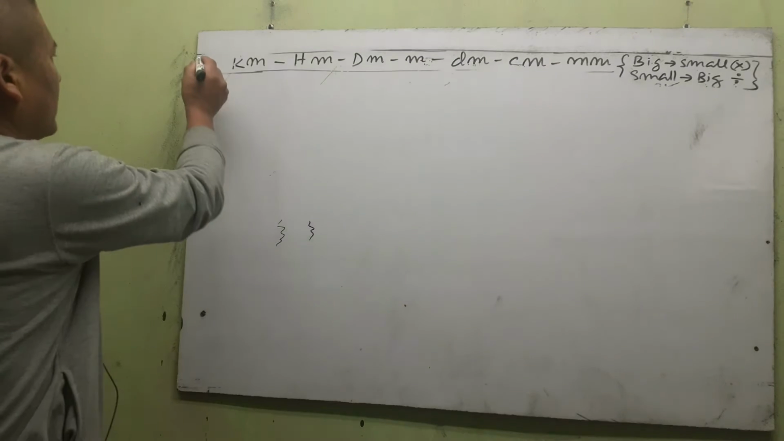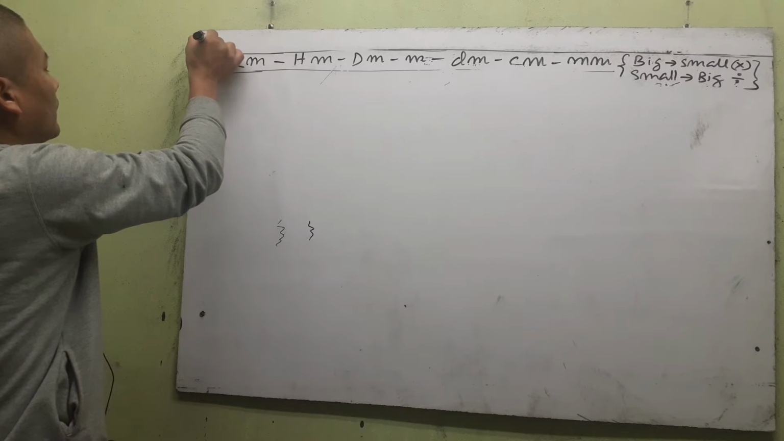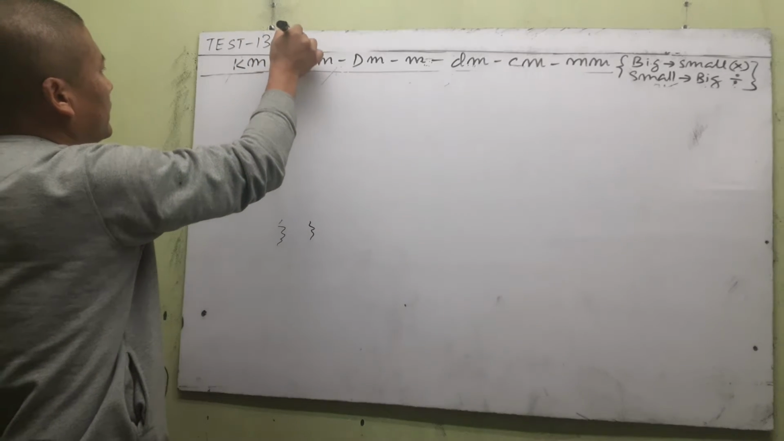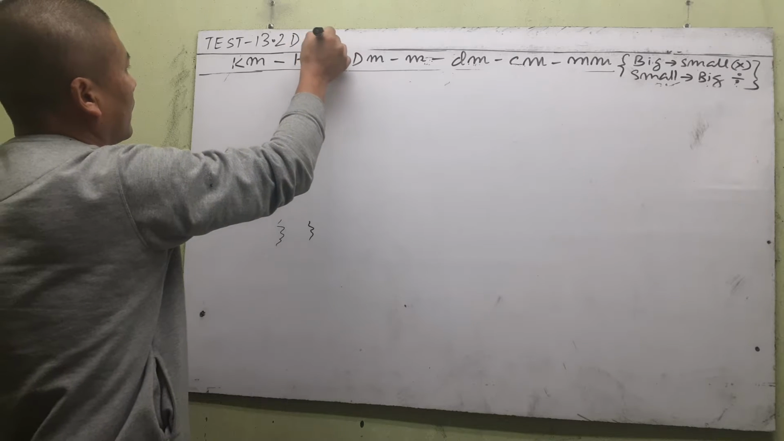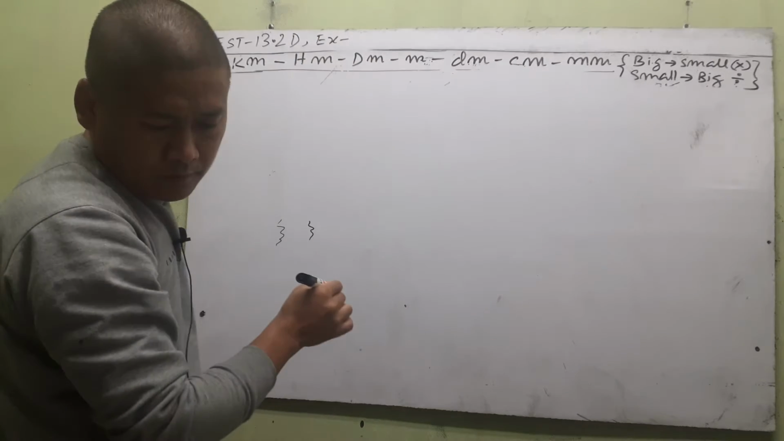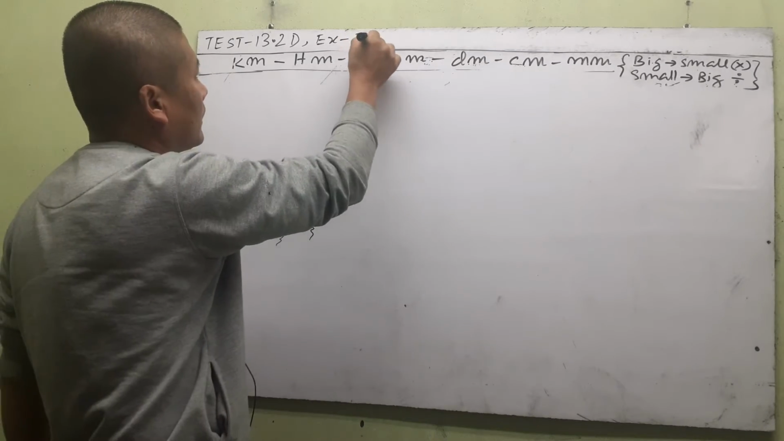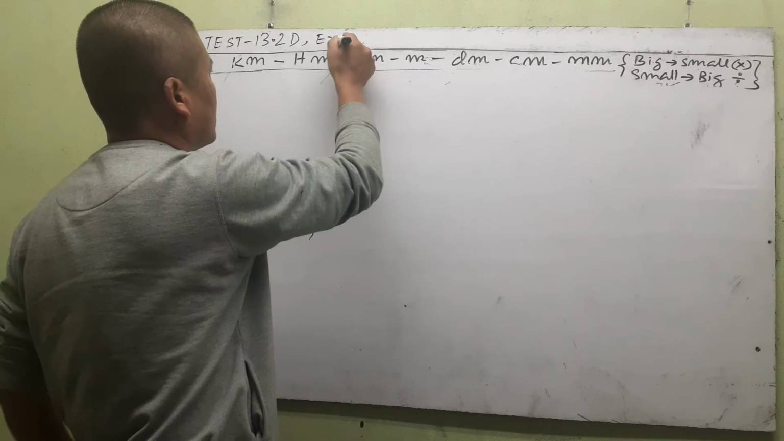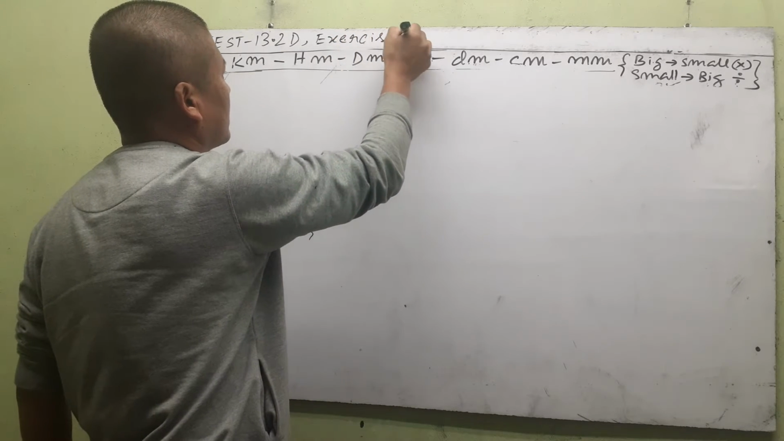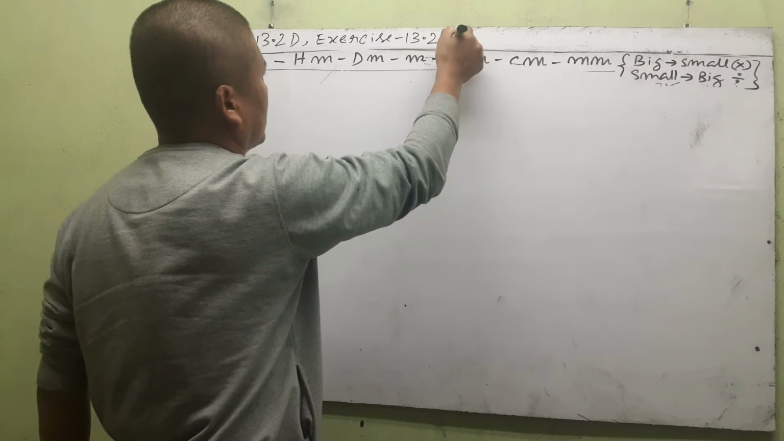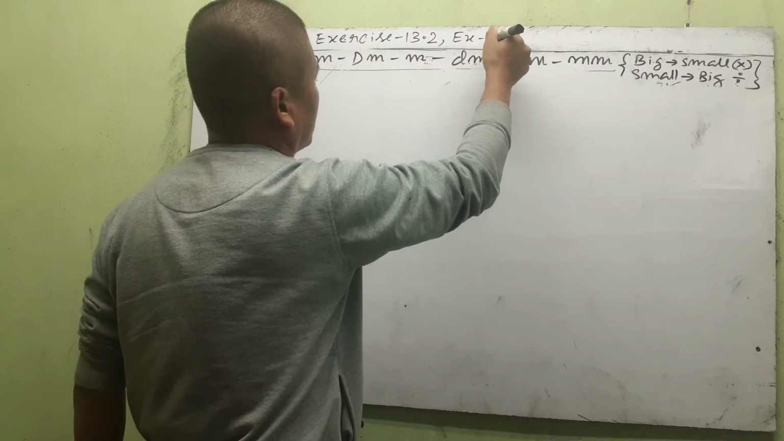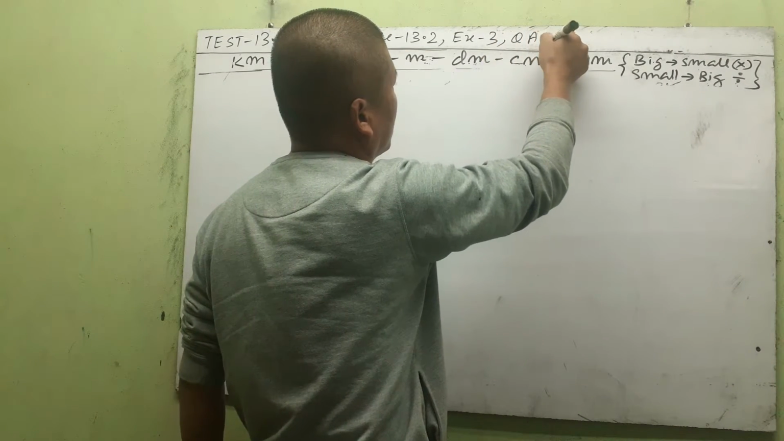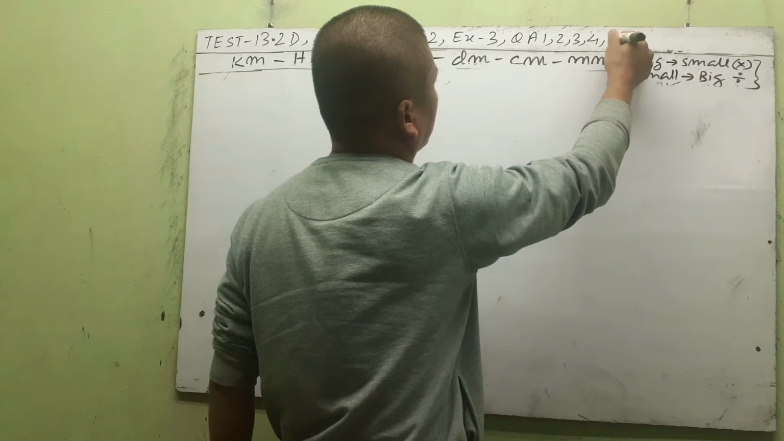Okay, so the next test and the last test for this exercise, that is your test 13.2D. This will include example 3. Okay, under exercise 13.2, example 3, then question A, 1, 2, 3, 4, and 5.